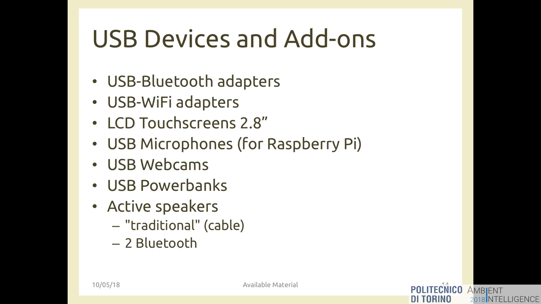Some microphones, if you just need to get some audio. Again, they work also with Raspberry Pi. They are not dedicated to Raspberry Pis, but they work with Raspberry Pis. Some webcams, just normal USB webcams. Well, power banks, if you need some power on the go. And some active speaker, so a traditional speaker with cable, with a jack, and also 2 Bluetooth speakers, if you need to stream some voice or some music in the normal speaker or with this Bluetooth one.